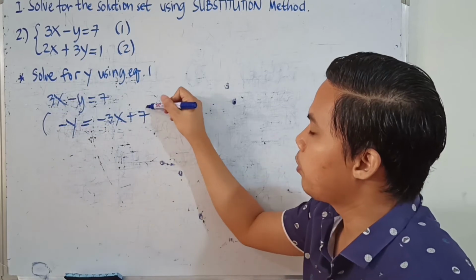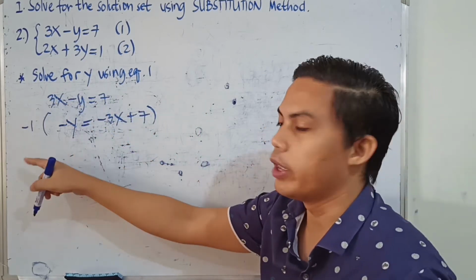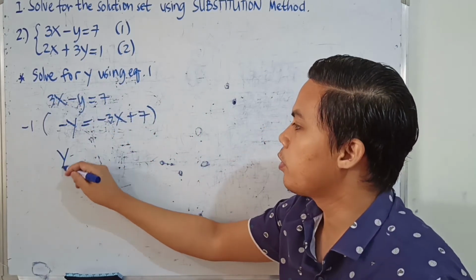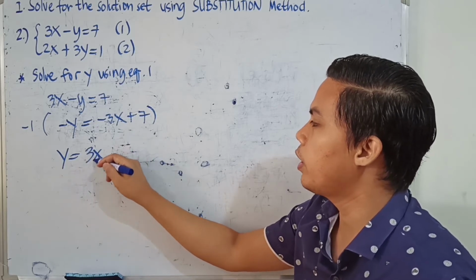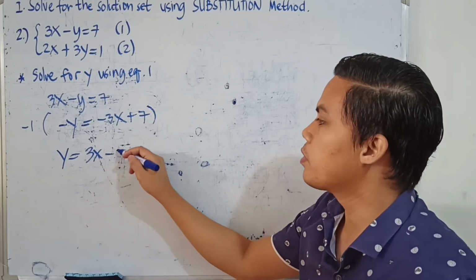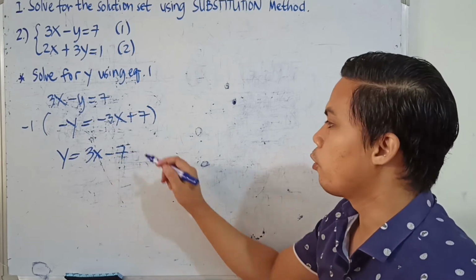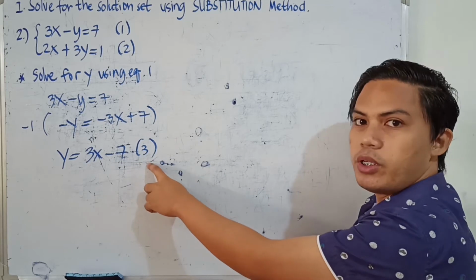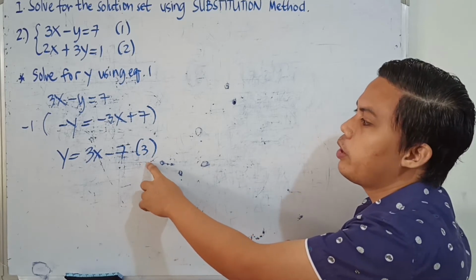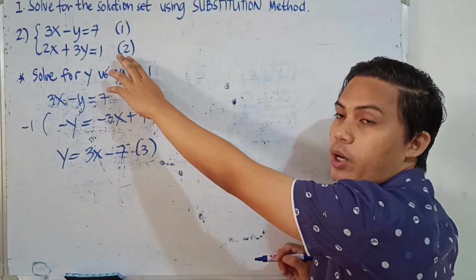So we make sure na positive palagi yung numerical coefficient ni y. So we're going to multiply the whole equation by negative 1. So y becomes now positive and negative 3x becomes positive 3x. Positive 7 becomes negative 7. So meron na tayong equation number 3.